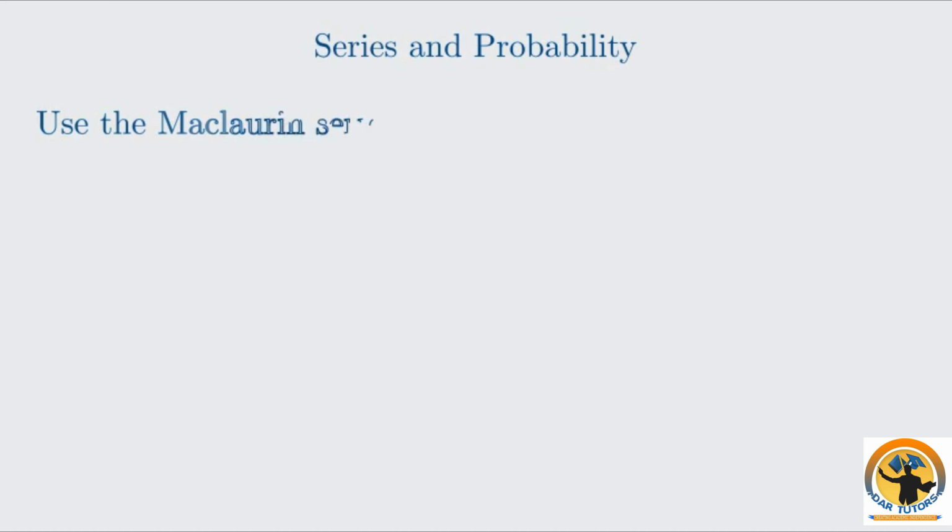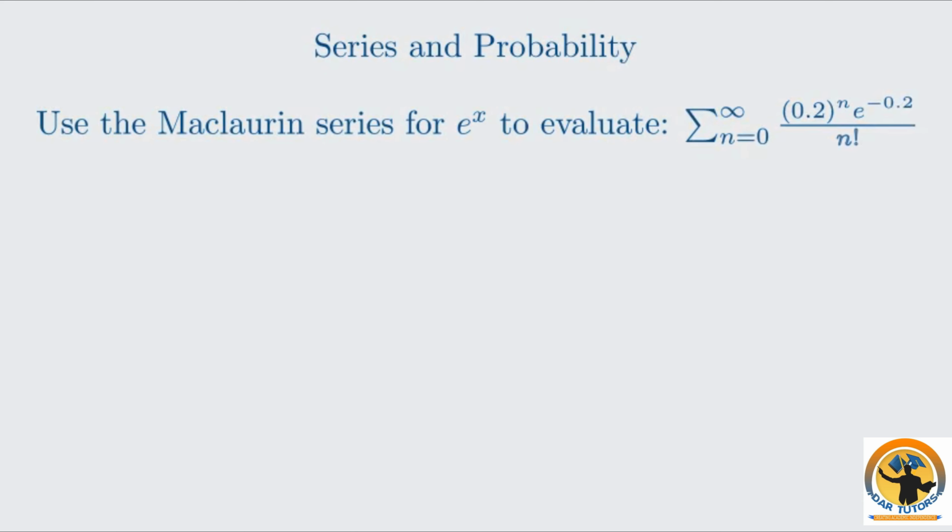Let's begin with a question that combines series and probability. Our goal here is to use the Maclaurin series for e to the power of x to evaluate the sum of the series shown. First, recall the Maclaurin series expansion for the exponential function. The formula is e to the x equals the sum from n equals 0 to infinity of x to the n over n factorial. This expands to 1 plus x plus x squared over 2 factorial, and so on.